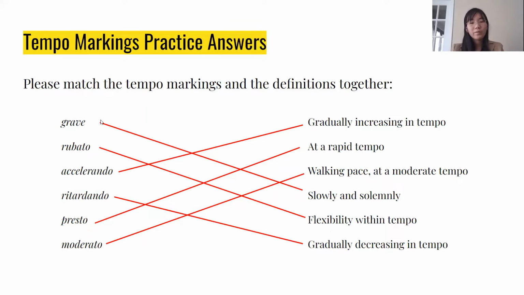So here, tempo marking section. Rubato means flexibility within tempo. Accelerando is gradually increasing in tempo. Retardando is gradually decreasing in tempo. Moderato is walking pace, or also known as at a moderate tempo. And presto is at a rapid tempo.